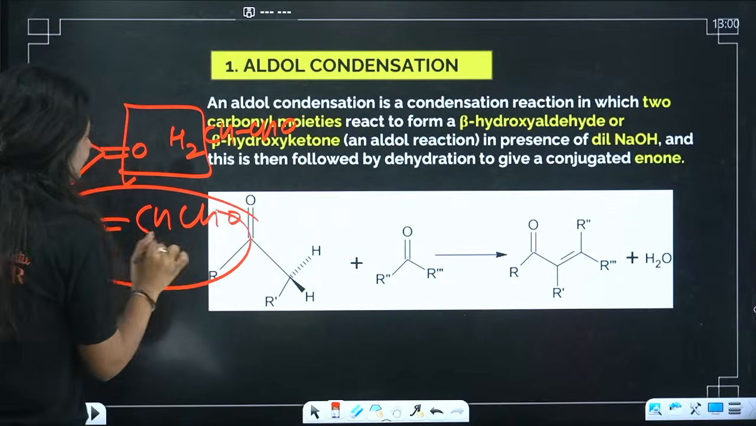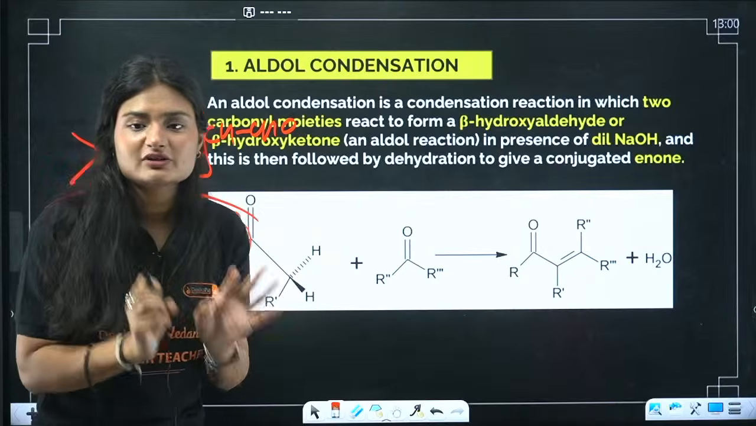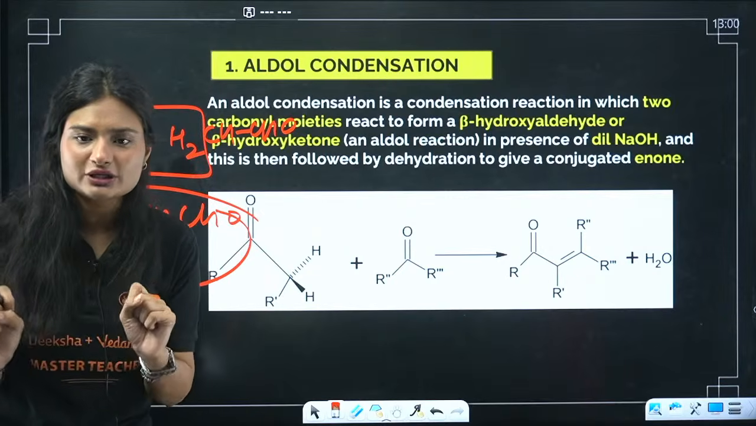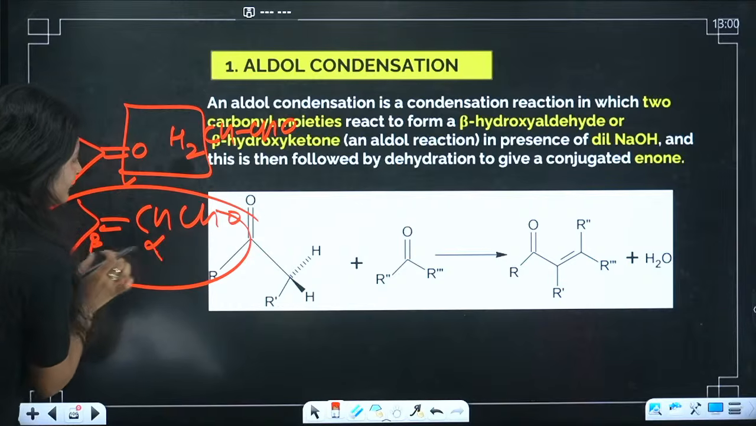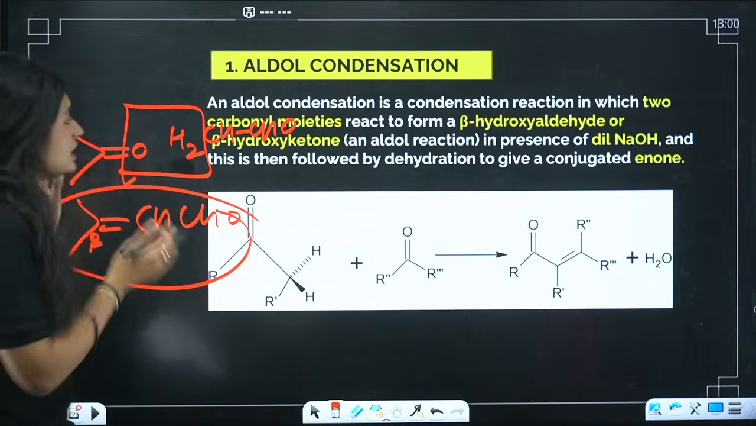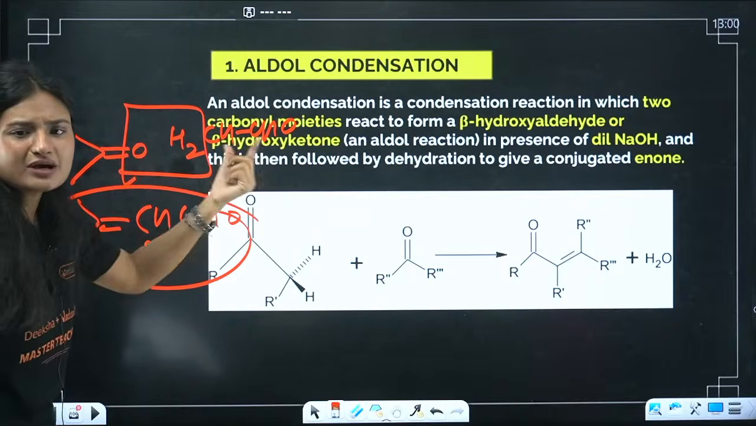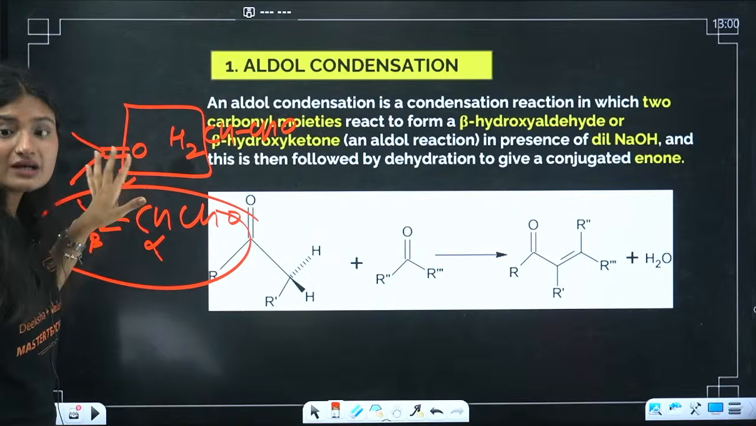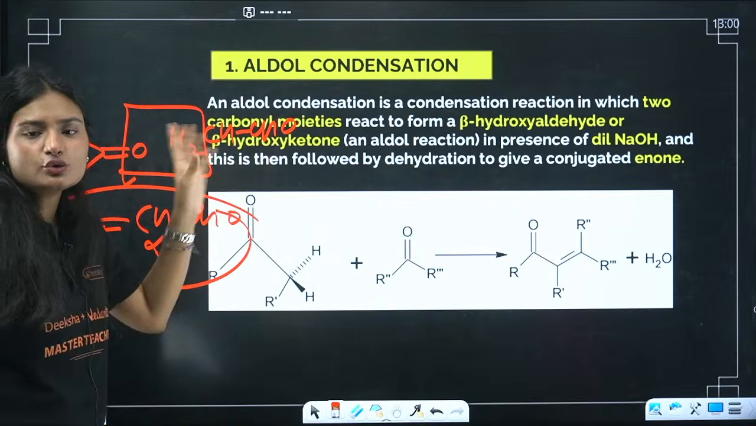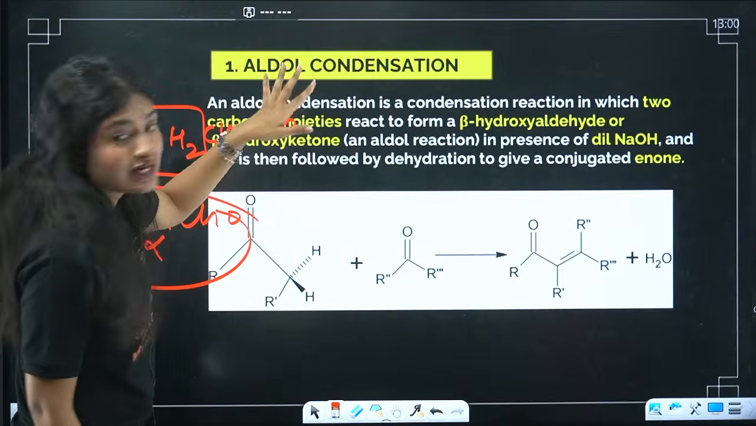CHO. This is an alpha beta unsaturated carbonyl compound. The product will be an alpha beta unsaturated carbonyl compound. You can even draw it with your imagination, but if you don't, then arrange it like this, one here and the other here. Both should have alpha hydrogens. If one does not have alpha hydrogen, in that case you already know only one product is possible. That is your aldol condensation.